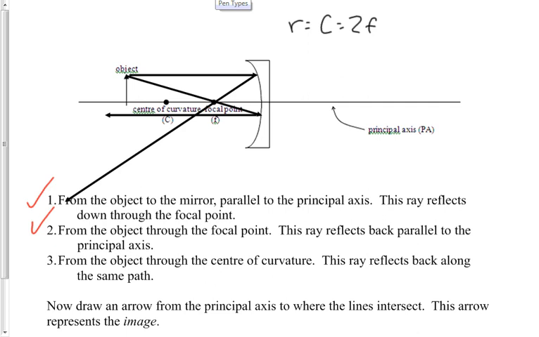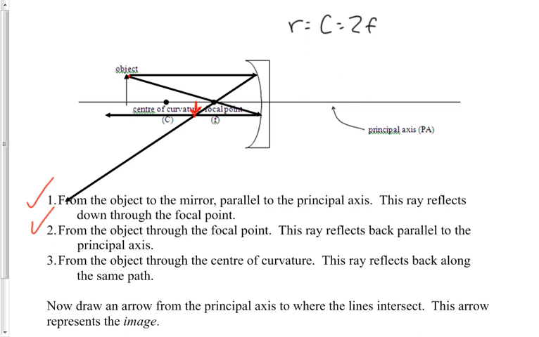The bottom of the image is going to be formed at the principal axis, just like the bottom of the object was formed at the principal axis. The top of the image is formed where the rays that came from the top of the object converge, which is right here. So in other words, the image formed is going to look like this, from the principal axis down to where the rays converge.